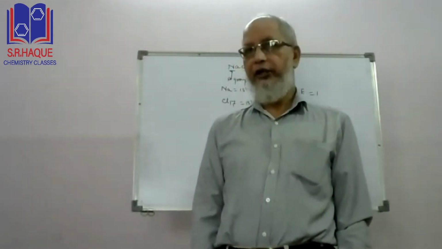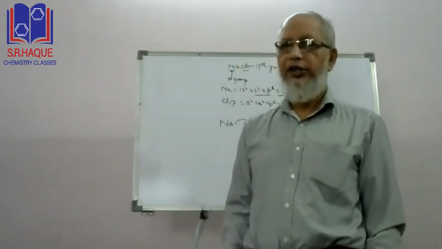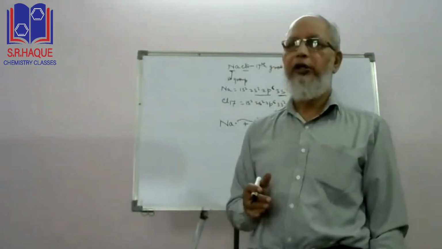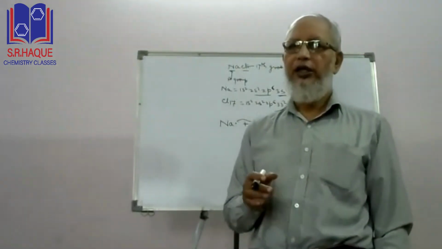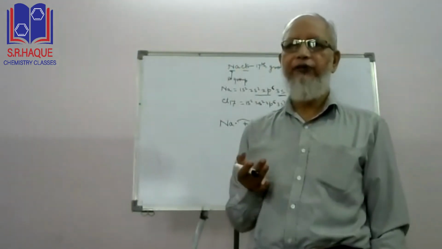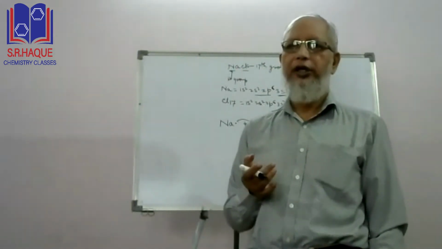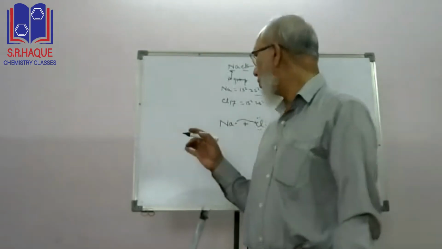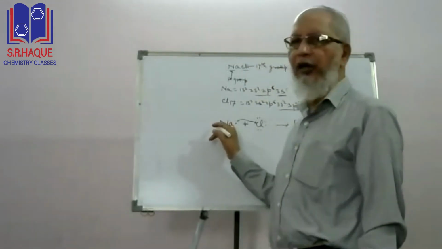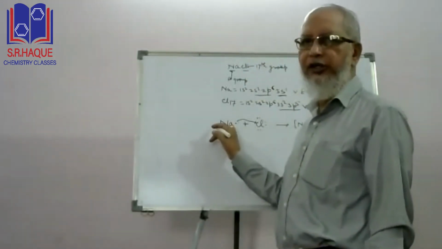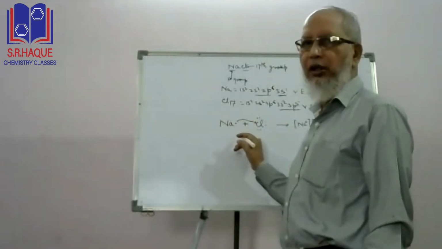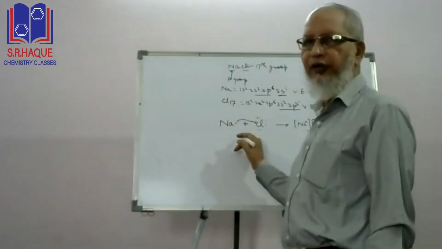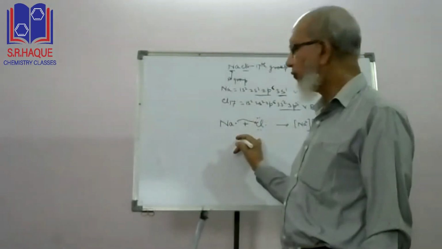Now, I have told you earlier that this is also helpful in knowing the valency of the element. The number of electrons contributed by an atom in forming the chemical bond, that is termed as its valency. So, since sodium is transferring one electron, its electrovalency will be 1. Chlorine is accepting one electron, so its electrovalency will be 1.